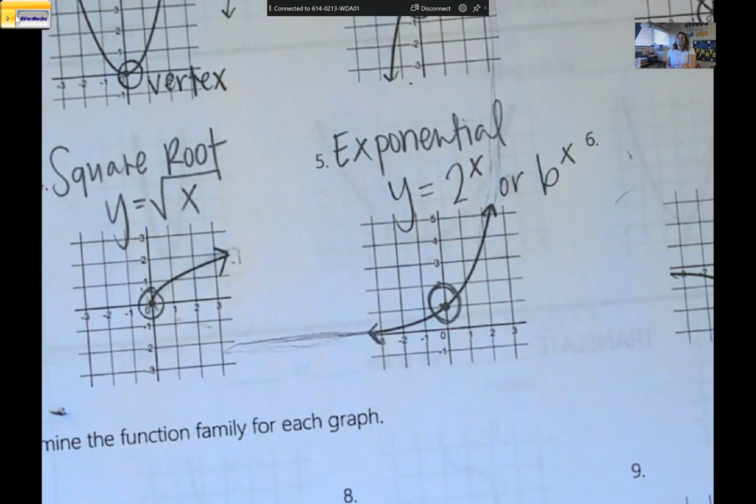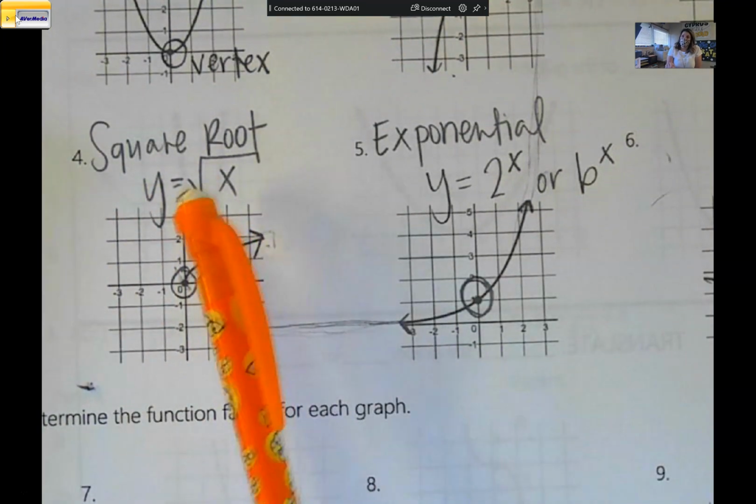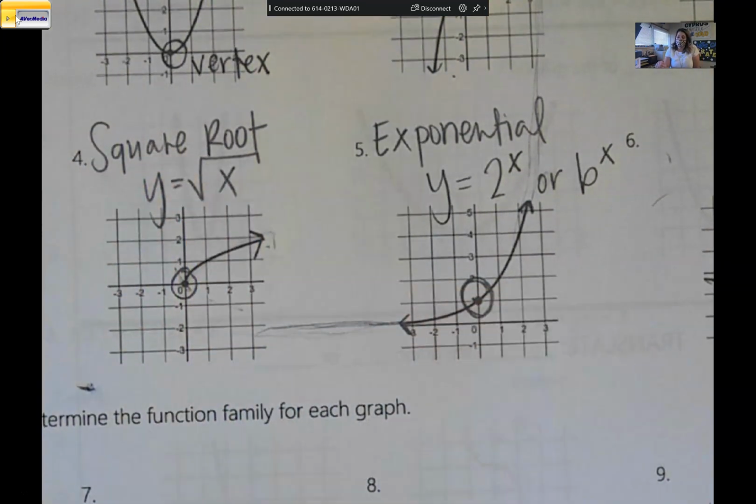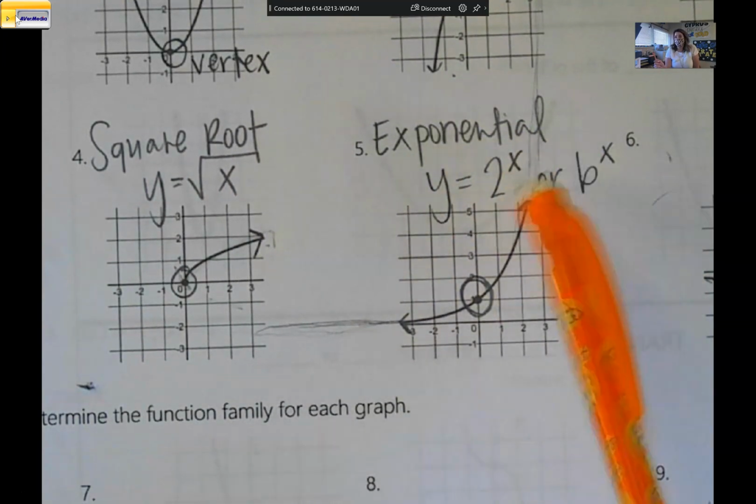If you're looking for symbols: on the last one, if the function has a root anywhere in it, he's a square root function. On this one, if the x is in the exponent position, he's an exponential.